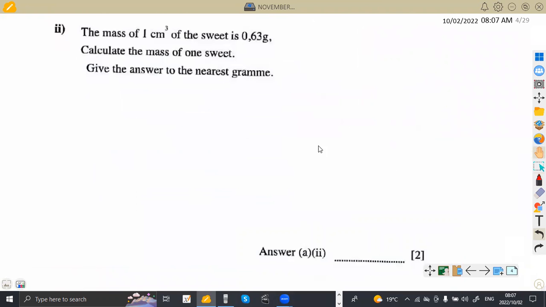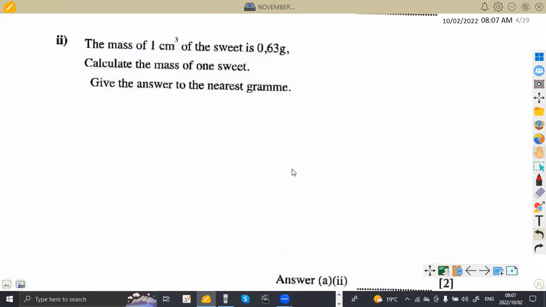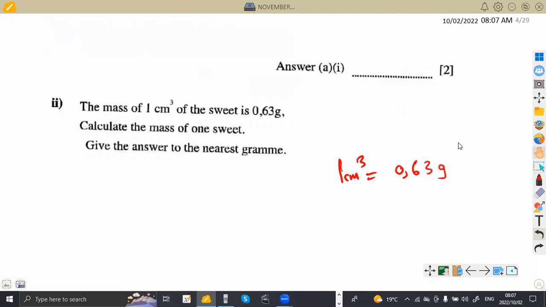Then the mass of 1 cubic centimeter of sweet is 0.63 grams. Calculate the mass of one sweet to the nearest gram. Okay, guys, this is actually a proportion type of equation. This one is nothing to do with the density. Remember, there are those questions that we used. This one is a simple proportion to say each cubic centimeter is equivalent to 0.63 grams. But here we have got how many cubic centimeters?